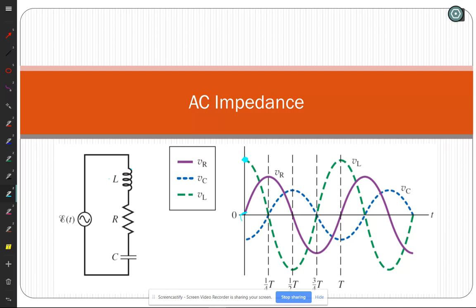What's really important to note here is that you have the inductor reaches its peak voltage 90 degrees before the current reached its peak. The capacitor reaches its peak voltage 90 degrees after the current reached its peak. So that you have different times where you have the peaks for the inductor, resistor, and capacitor. That's one of the things that's weird about an alternating current circuit, an AC circuit. You have different times when you have your peaks.